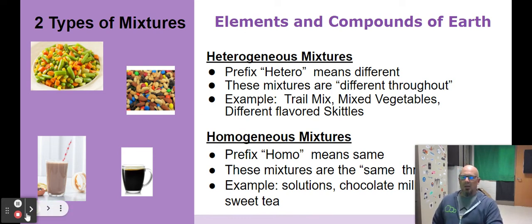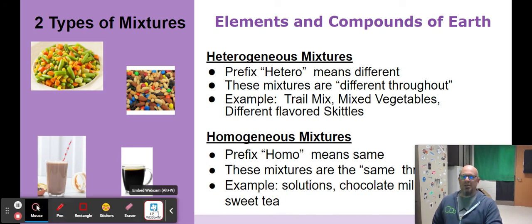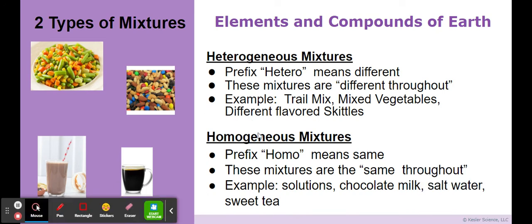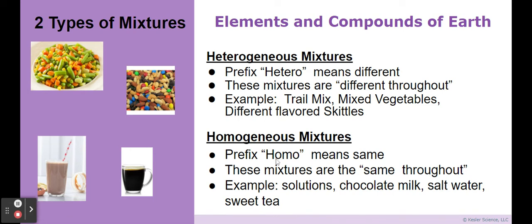The other group is called homogeneous, or homogeneous. That's the correct pronunciation, but homogeneous kind of helps you remember. All right. The prefix homo means same. And so again, we already know what these prefixes mean. We're just not thinking about what they mean most of the time. And so it means same. These mixtures are the same throughout.